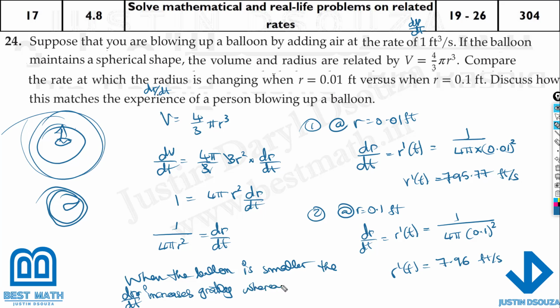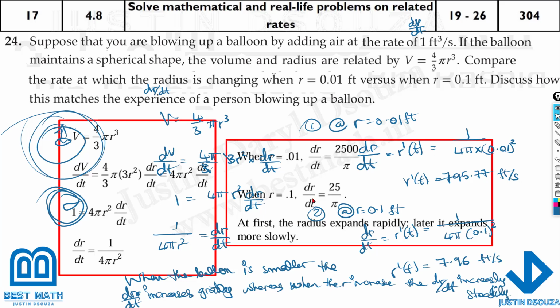whereas when the radius increases, the rate of change dr by dt increases steadily or slowly. You can write steadily. This is just to tell what you have understood, just imagine you're blowing a balloon and then you will understand it. So that's the answers.